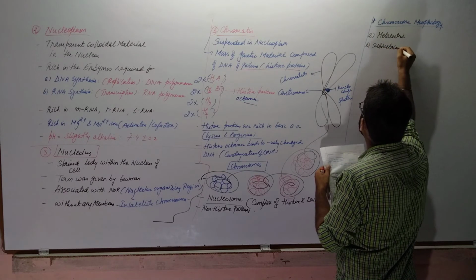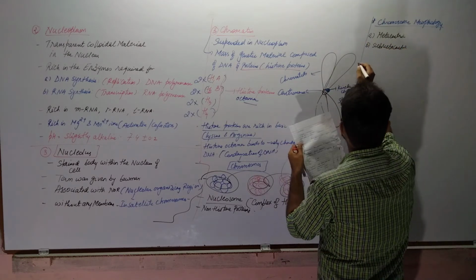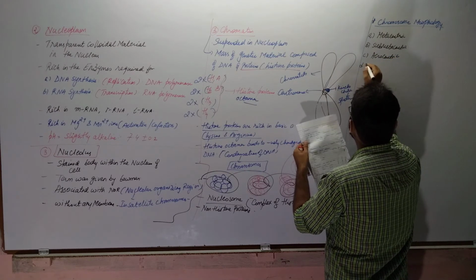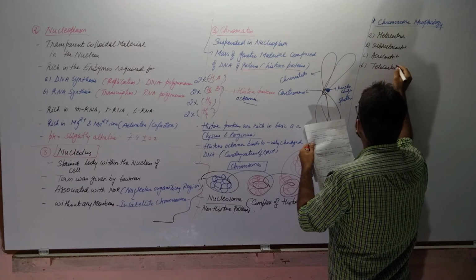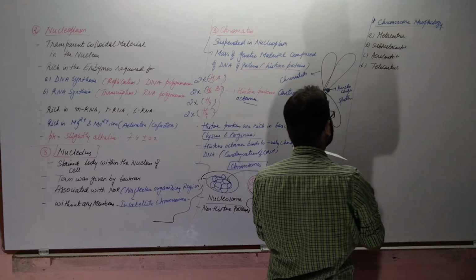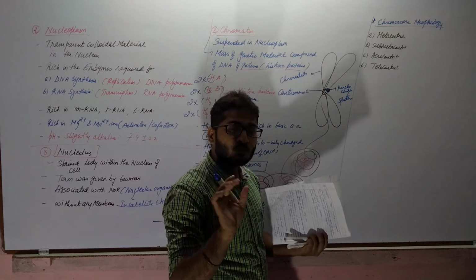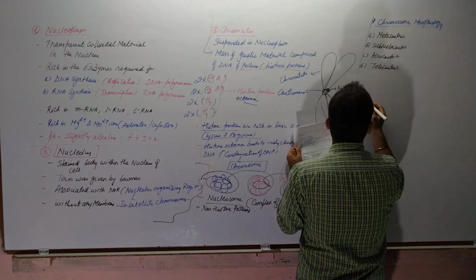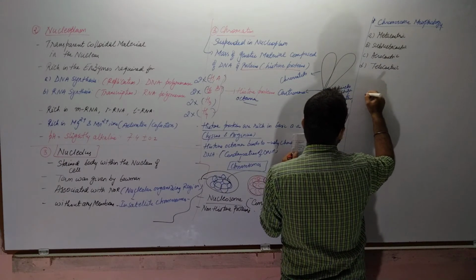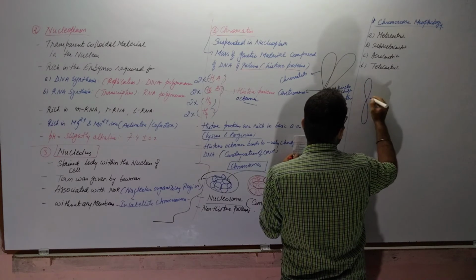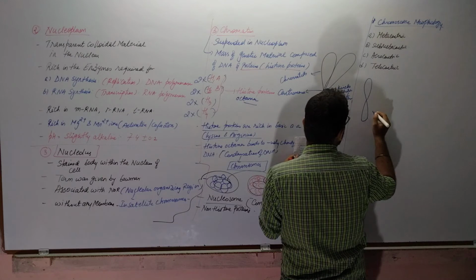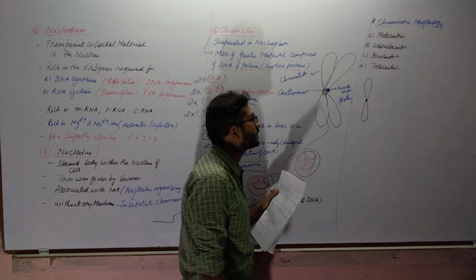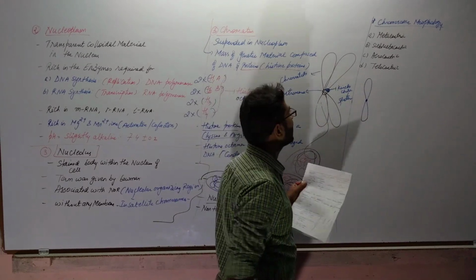submetacentric, then acrocentric, and the fourth one is telocentric. Right? Metacentric means the centromere is almost located at the center, with almost equal arms. So I am drawing the metacentric chromosome, with the primary constriction, secondary constriction, and the kinetochore proteins. So metacentric, almost equal arms are there.